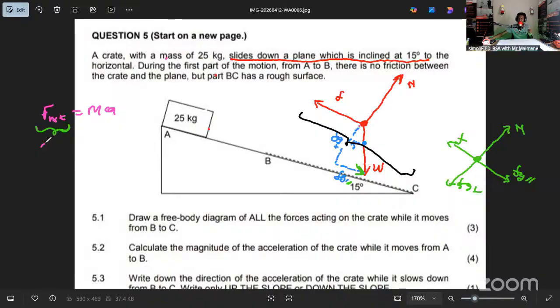F net will be FG perpendicular, which is acting forward in that direction. So it's going to be FG perpendicular minus frictional force is equal to MA, because there is no applied force there. Mara, you are not memorizing. You just had the diagram. From the diagram, you are just taking the information and placing it in the formula that you already know, that F net is equal to MA.